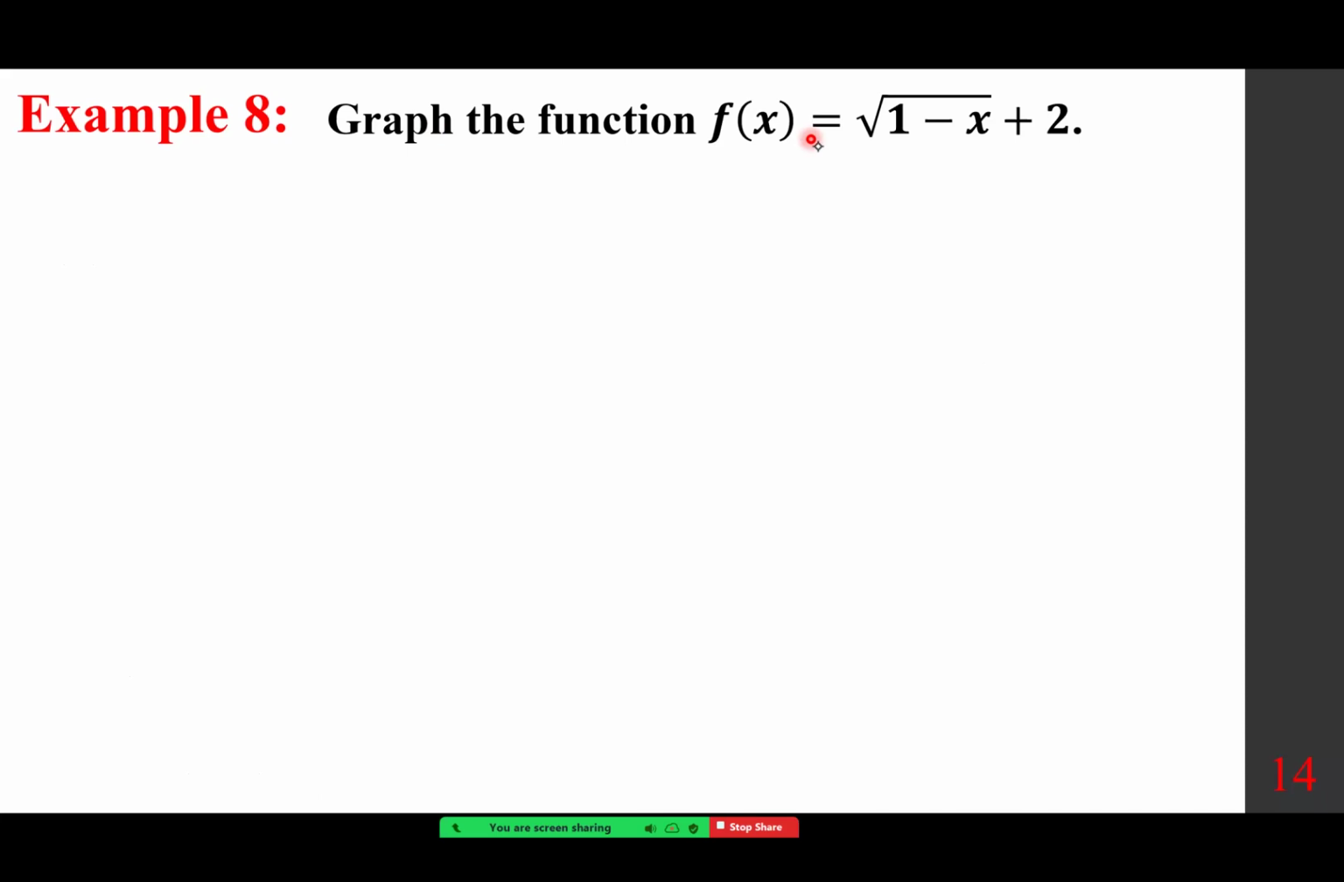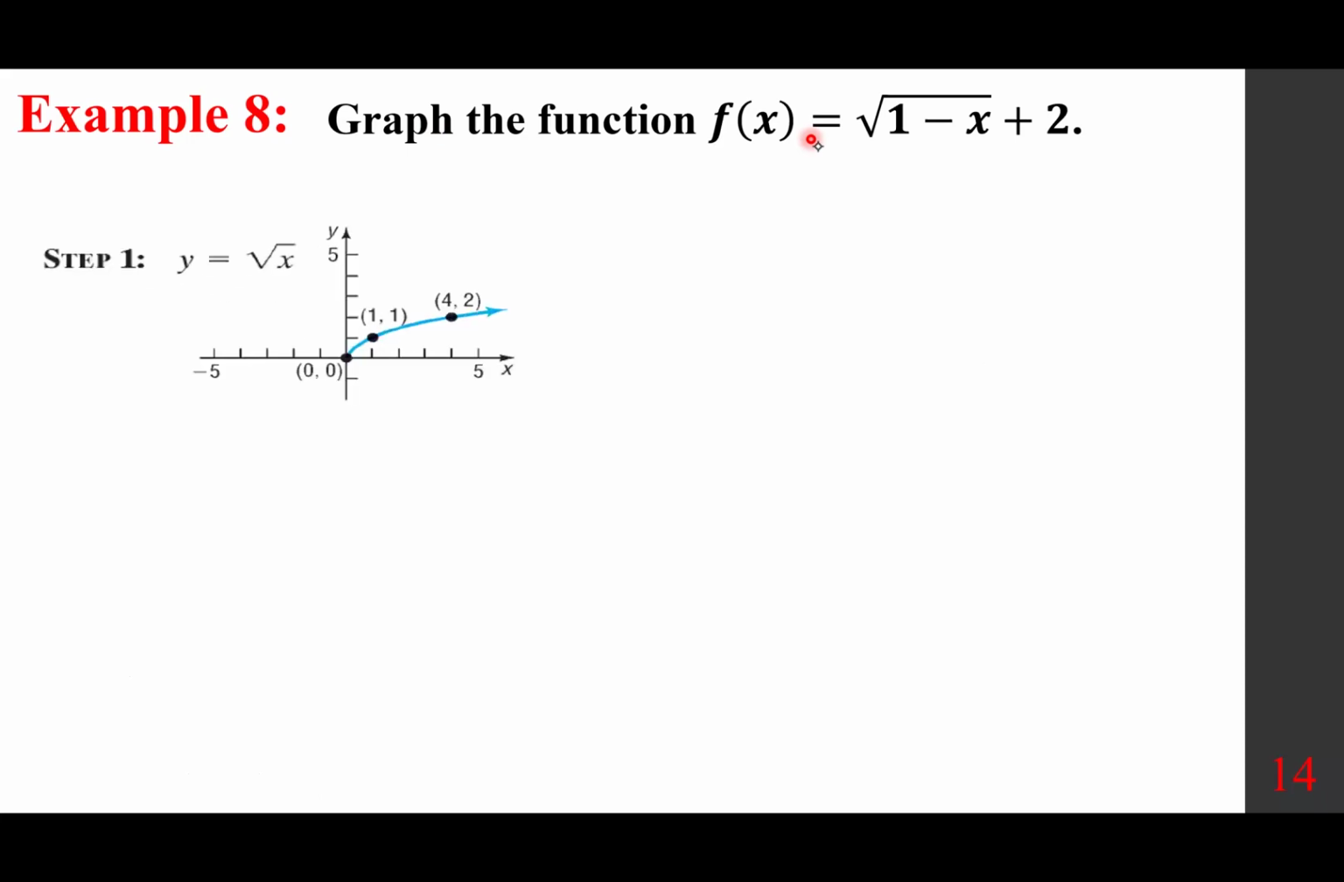Graph the function f of x equals square root of 1 minus x, plus 2. So we're going to look at this transformation, and we start with the basic function y equals square root of x. Just as an example, this is 0, 0, this is 1, 1, this is 4, 2. So there are different ways of approaching it.